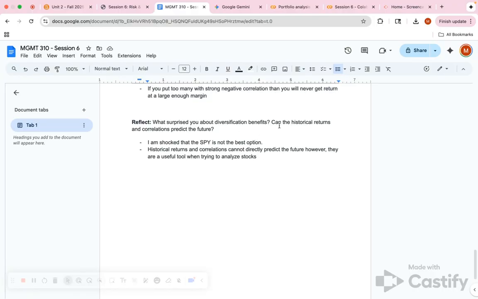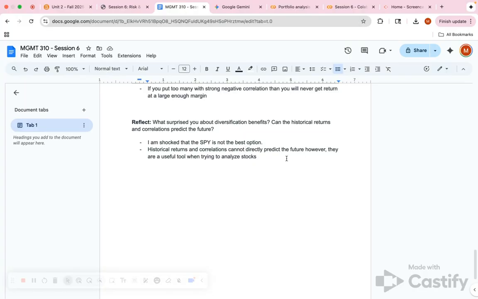And then finally, to answer a big question that we talked about in class: can historical returns and correlations predict the future? And they can't. But to go along with that, they are a useful tool to analyze the stocks, and you can see kind of trends going up, but it's not for certain. So you don't want to throw all your eggs in one basket just because it did good the past 5 years. It could stay steady, it could go down, it could shoot up again.